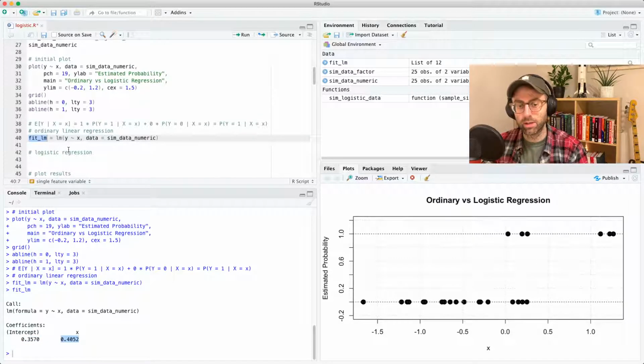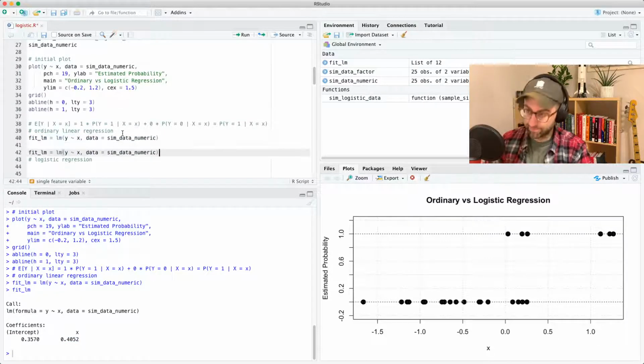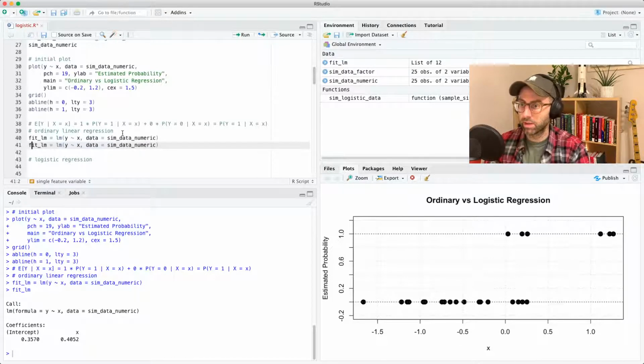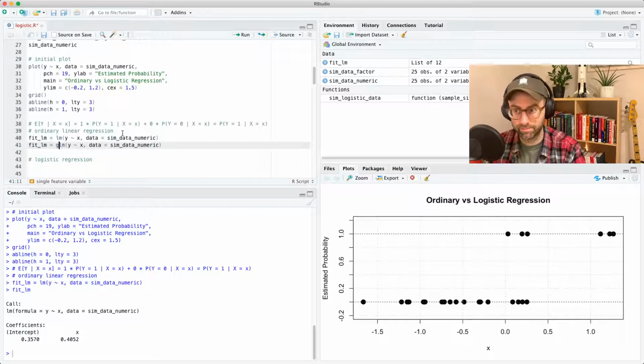Something I want to make note of right off the bat. Let's say I change this a little bit. Oops, like this. And instead of lm, let's say I use glm.